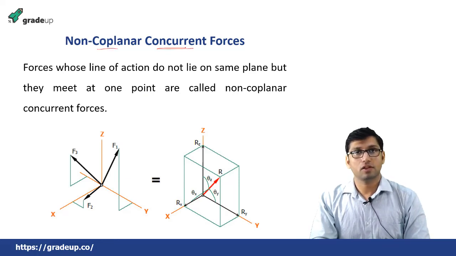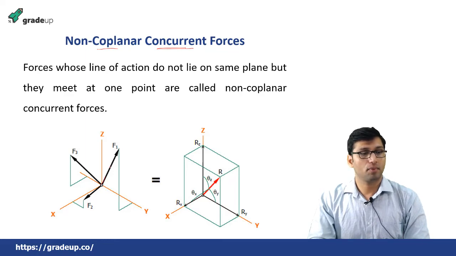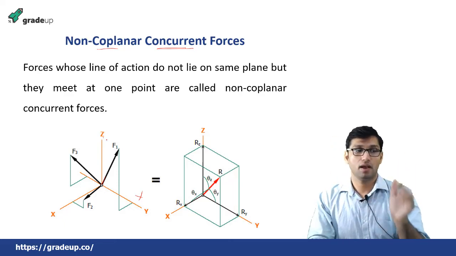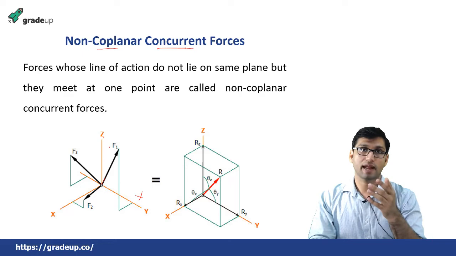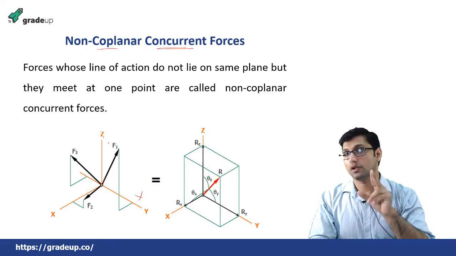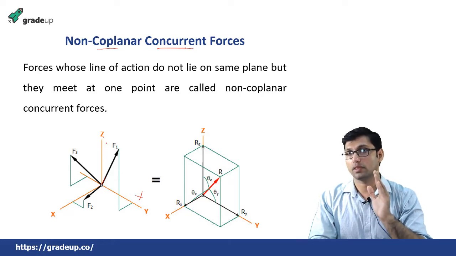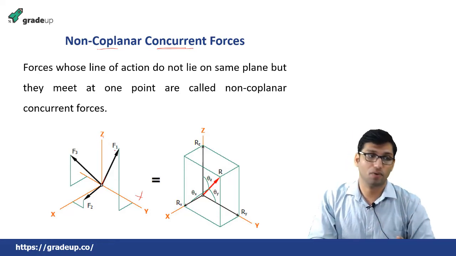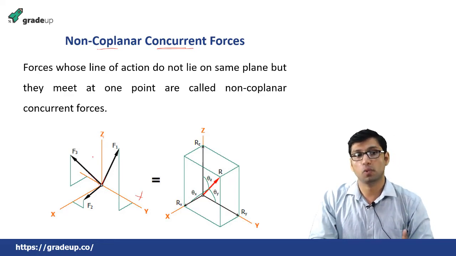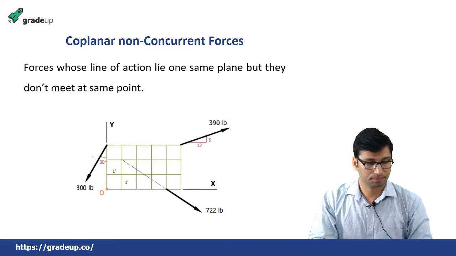Next is called non-coplanar and concurrent forces. Concurrent means all the forces are acting at the same point. Suppose the point of intersection of all the forces is the same, but the plane is different. Now the forces have been resolved in three directions, x, y and z, so the forces are acting in different planes. If the forces are acting in the x, y and z directions, that means the plane is not the same, so we can't say the forces are acting in the same plane. The plane is different, but the forces can act at the same point. Then it is called non-coplanar and concurrent forces.